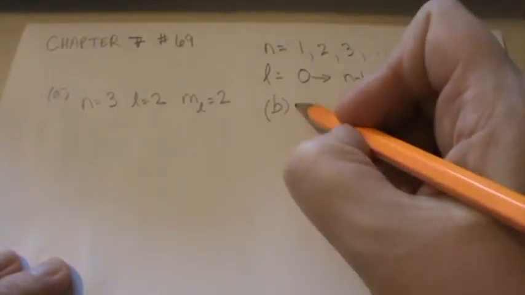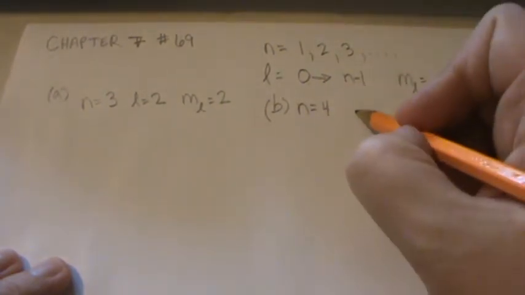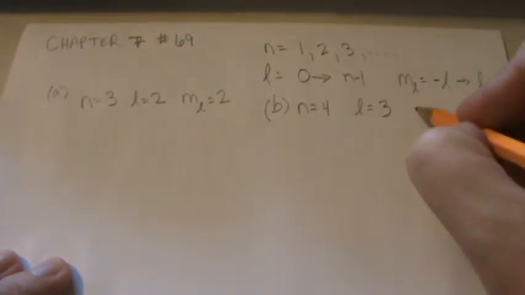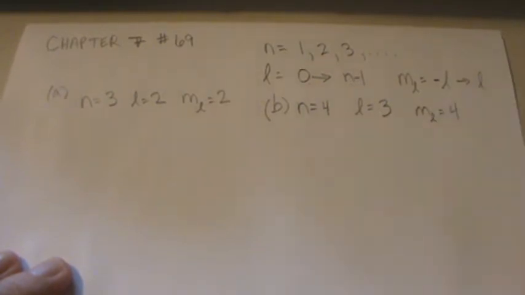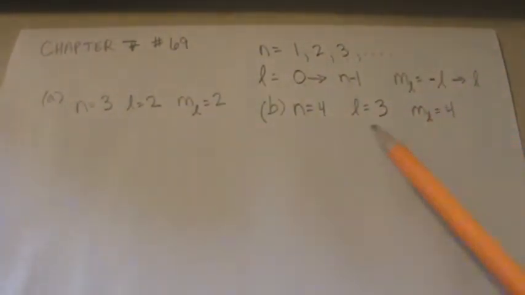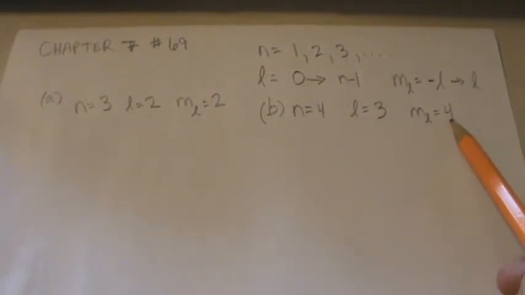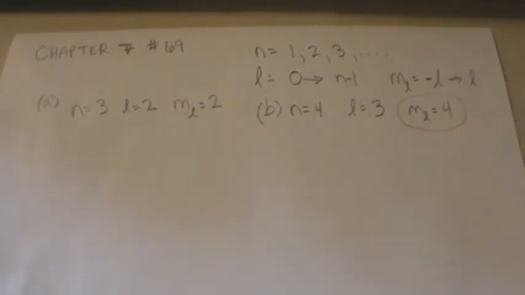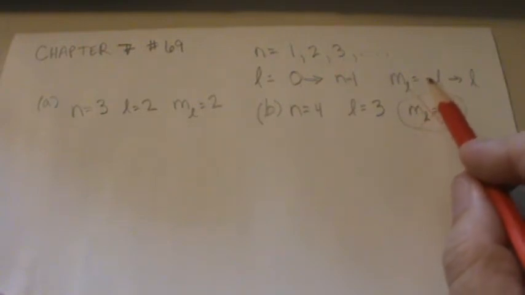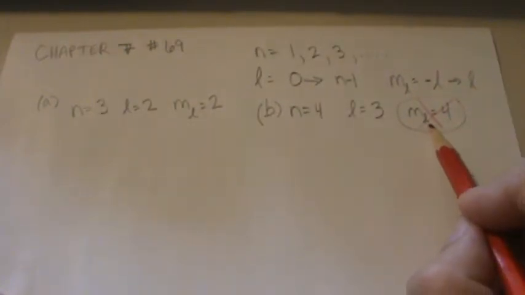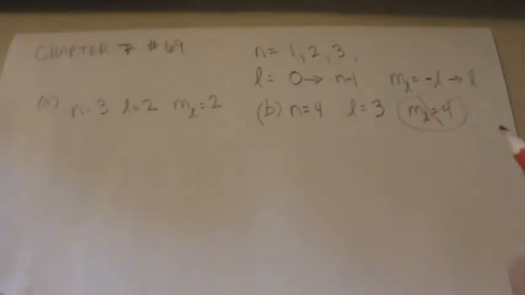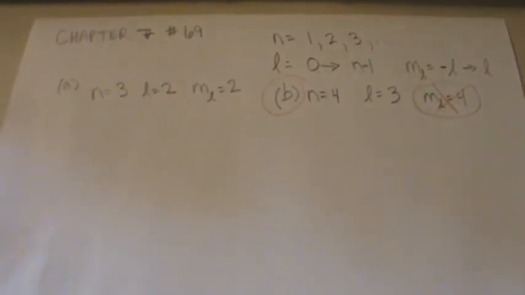Alright, now B tells us that n is equal to 4, L is equal to 3, and m sub L is equal to 4. Okay, so n is equal to 4, that's fine, that's an integer. L is equal to 3, that's okay because 3 is n minus 1, 4 minus 1 is 3. Then m sub L, they list at 4. Okay, this is one that is not allowed, and the reason for that is that m sub L can only be from negative L to L. So the largest m sub L value that we could have would be 3. So B is not permitted in this case.